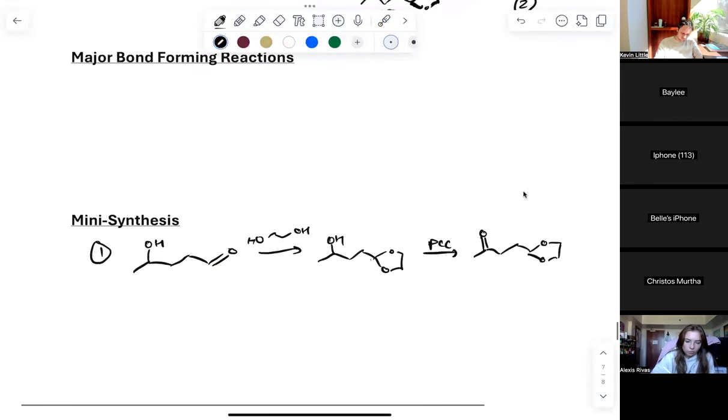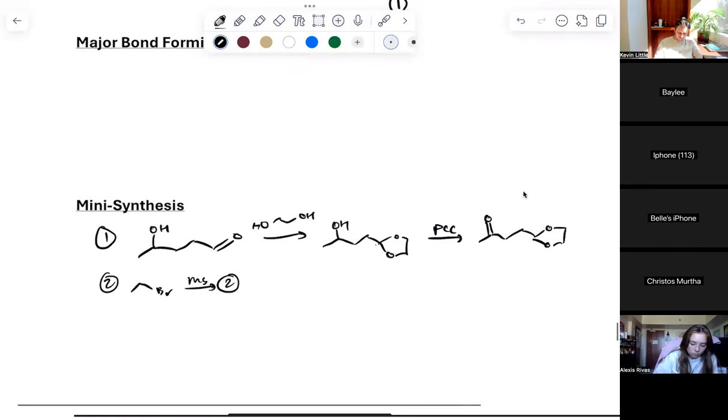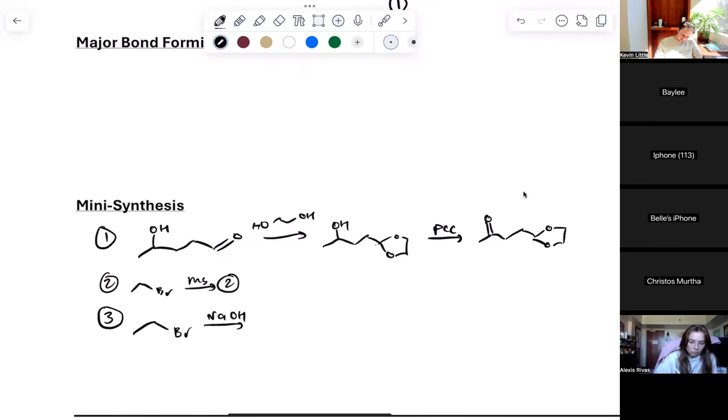Two is a Grignard. Three is the acyl halide. So I need to turn it into an alcohol, which I then can oxidize to carboxylic acid, and SOCl2 will get me that.